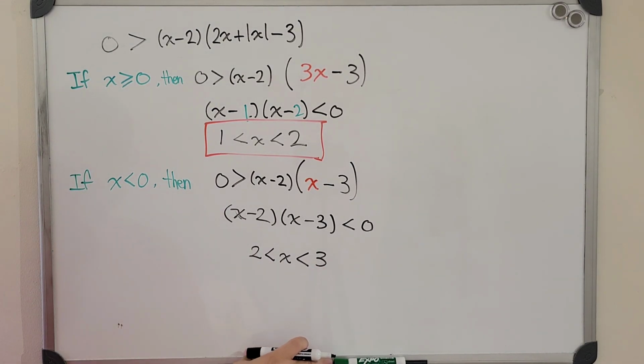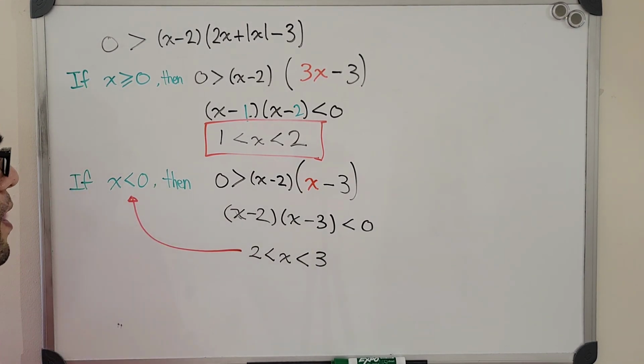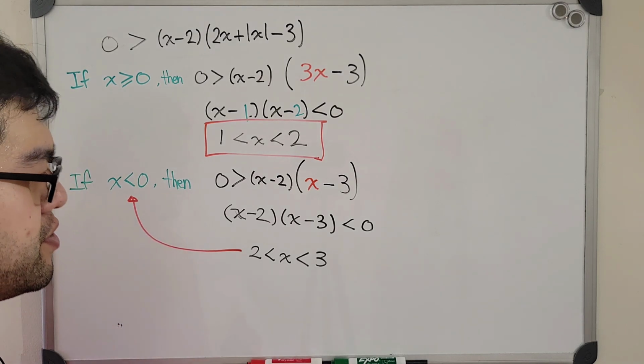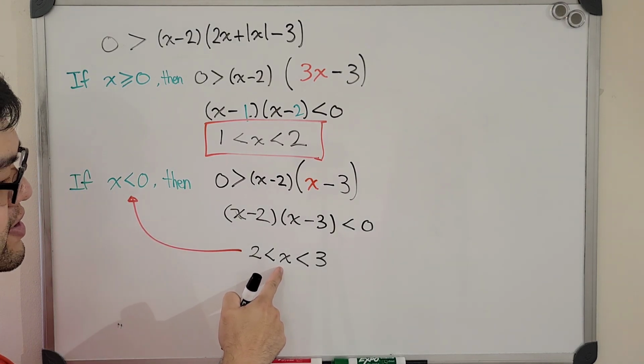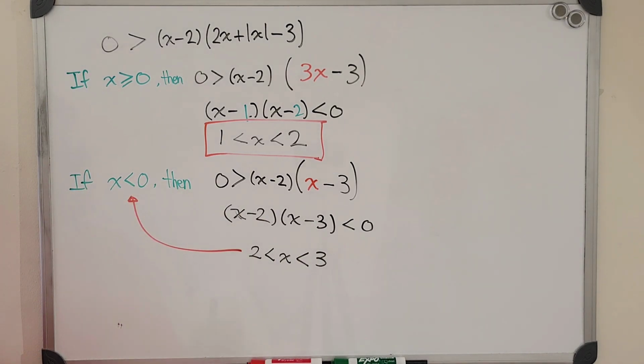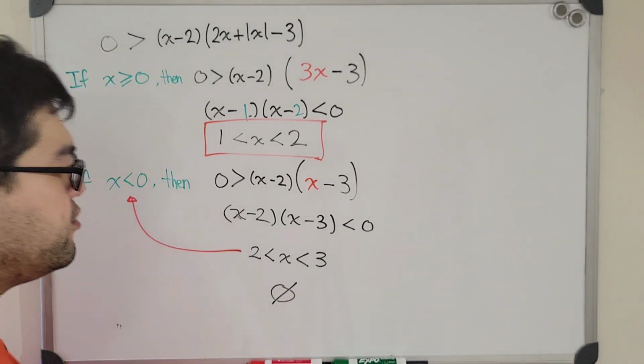But now, as we trace back to the condition that we set up, if we combine these two together, we actually end up with no solutions. Again, when x is supposed to be lying between 2 and 3, we want x to be negative. But if x is already bigger than 2, there is no way that x can be negative at the same time. So this part will actually give us no solution.